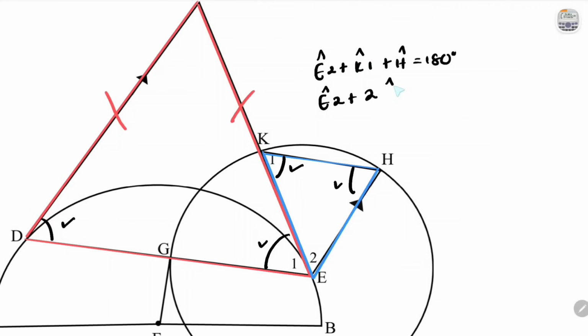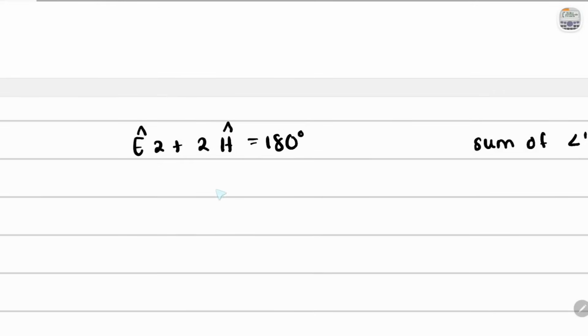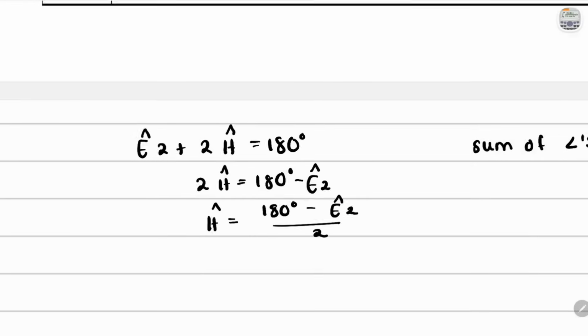So we'll say 2 angle H is equal to 180 degrees. And again, this is because of the sum of angles in a triangle. And then we can make angle H the subject. So 2 angle H is equal to 180 degrees minus angle E2. And so therefore angle H is equal to, if we divide both hand sides by 2, it's 180 degrees minus angle E2 over 2.